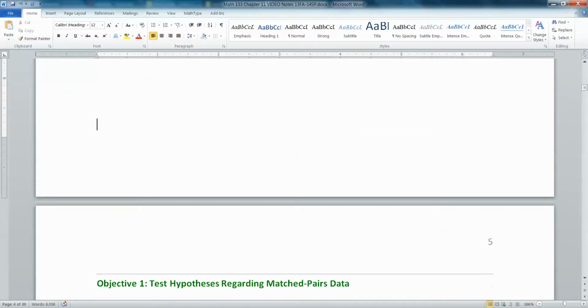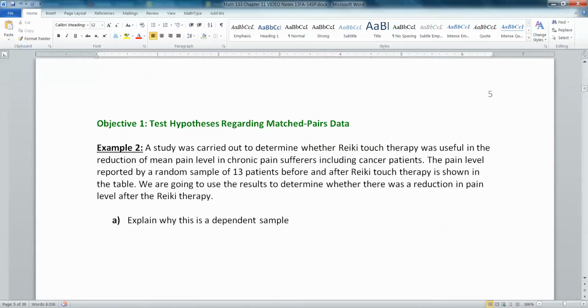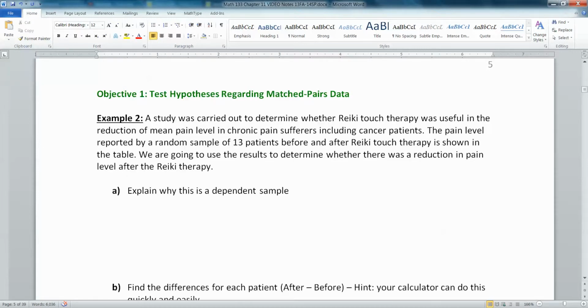All right. So now we are going to run a hypothesis test on some matched pairs data. We have a study that was carried out to determine whether, I'm sorry if I say this wrong, Reiki touch therapy was useful in the reduction of mean pain level in chronic pain sufferers, including cancer patients. The pain level reported by a random sample of 13 patients before and after Reiki touch therapy is shown in the table. We are going to use the results to determine whether there was a reduction in pain after the Reiki touch therapy. Okay, so you have some pain sufferers, right? You're going to do this Reiki touch therapy and then see whether it reduces their pain.